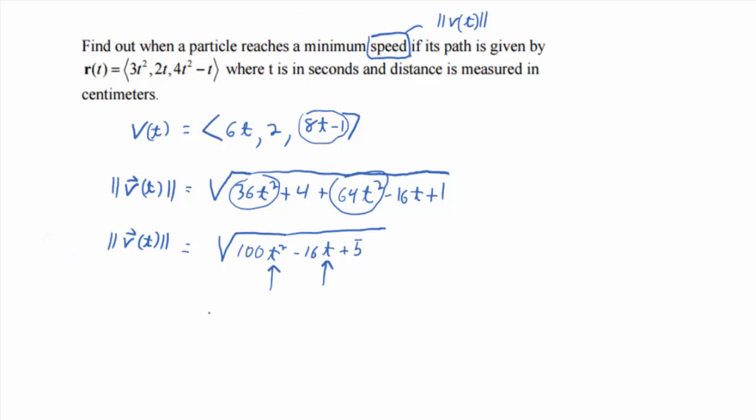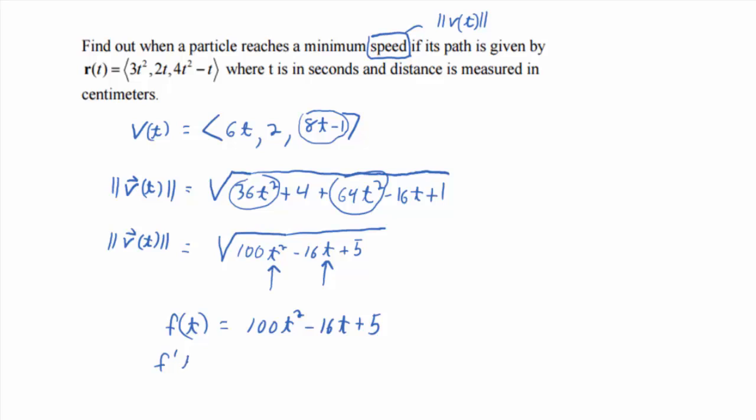So long story short, instead of calling f the magnitude of v of t, why don't we set f equal to the radicand? And then if you like, you could use Calc 1 techniques to find the t value that produces the minimum of this, or you could realize that that's just a parabola that opens up, right? And you could use the vertex formula if you really wanted to find the t value that produces the minimum. But since we're in calculus, let's use calculus.